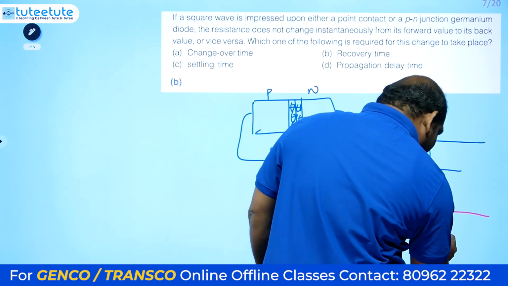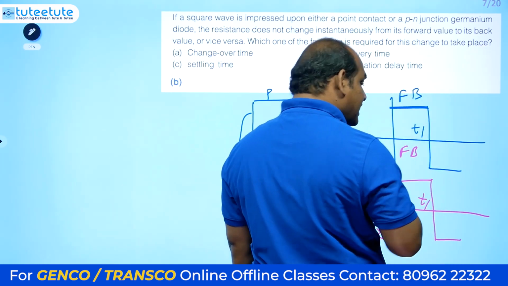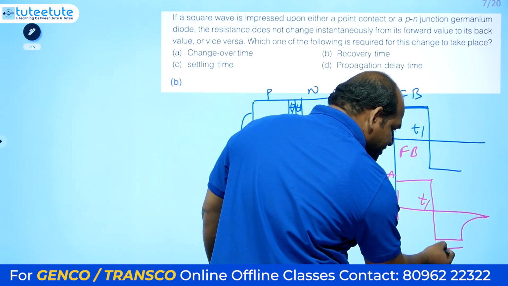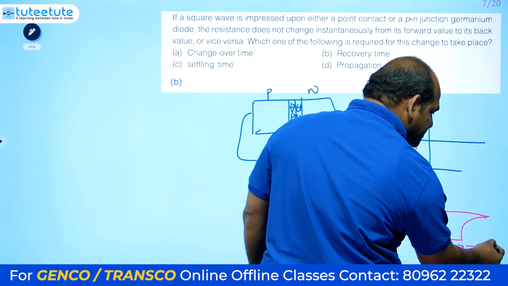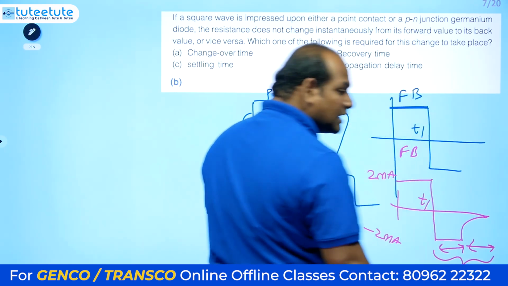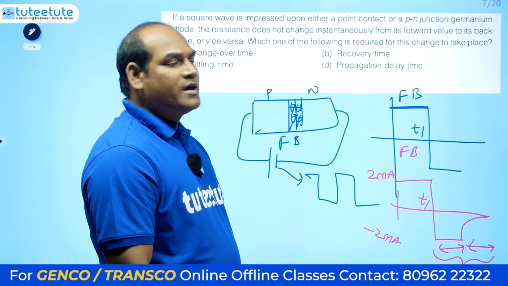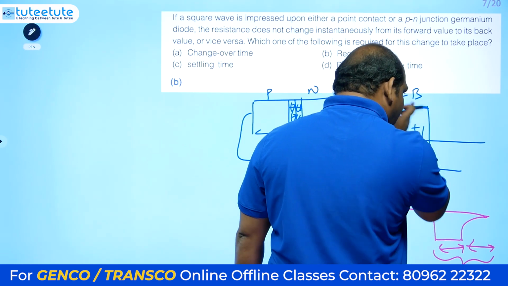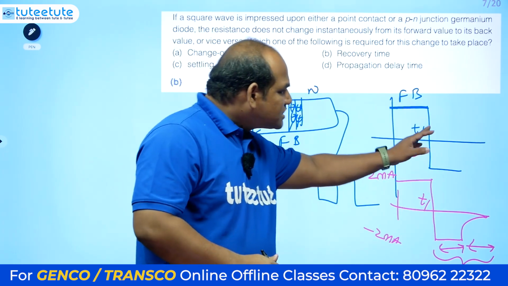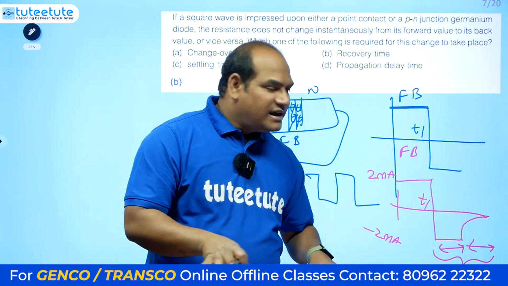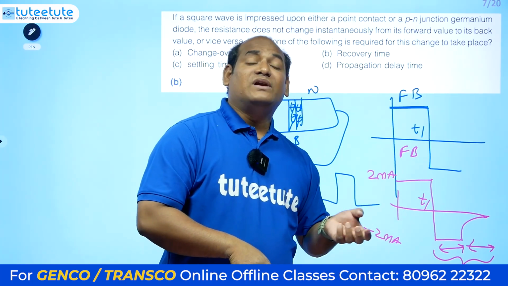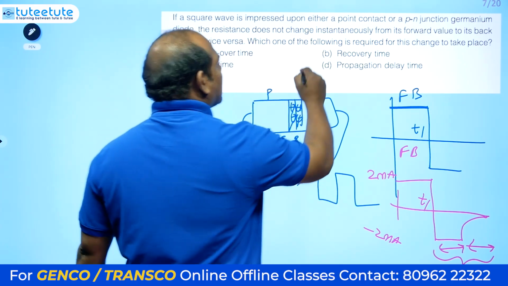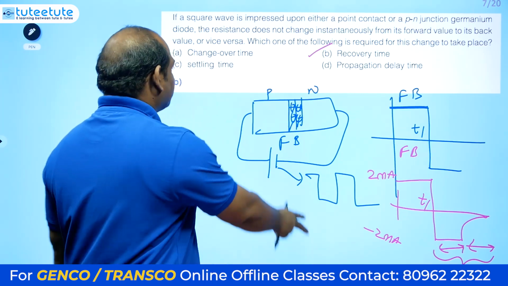After that it will maintain for a certain time, then slowly it will reach 0. This is called storage time. This is called transition time. The combination of these two is called reverse recovery time. So based upon this reverse recovery time, whatever supply voltage change we make instantly, we will not get 0 current in the diode instantly. It will take a certain amount of time, that is called recovery time. So based on that only this is happening. This is the recovery time.